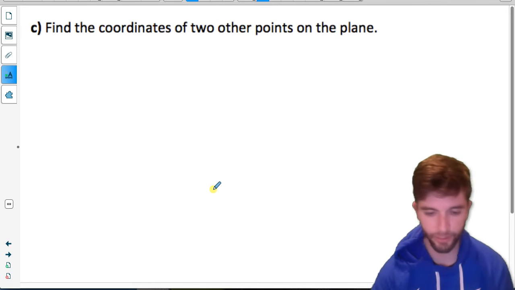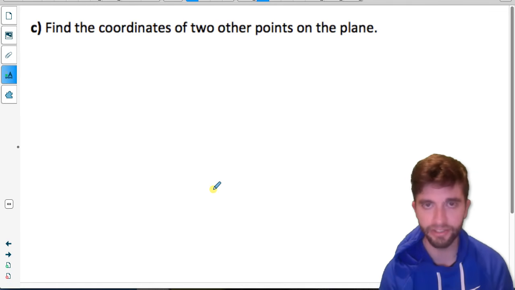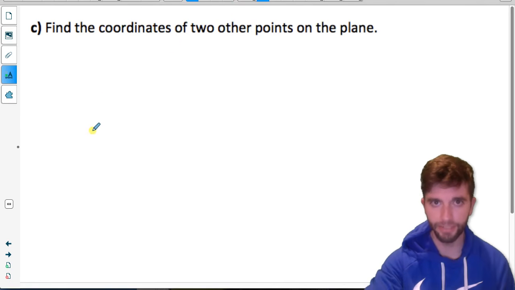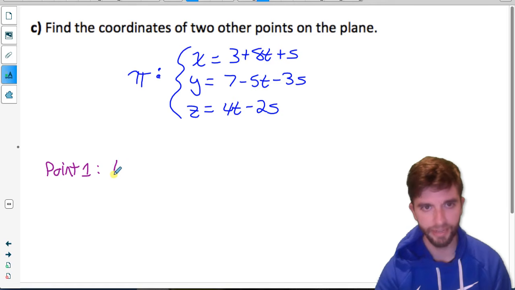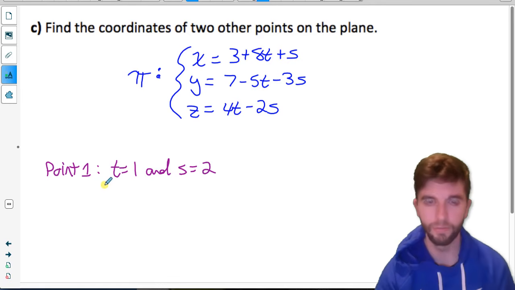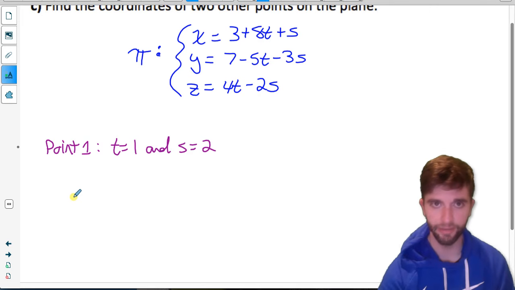Part C says find the coordinates of two other points on the plane. So basically we can just pick any scalar values we want for t and s as long as they're real values. So let me start by copy and pasting the parametric equations over. I think that's the easiest to work with. And let's find 2 points. Point 1, we can choose anything we want for t, so how about 1? And anything we want for s, how about 2? And now let's calculate the value for x, y, and z with those two scalar values chosen.